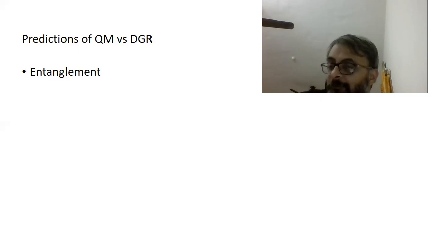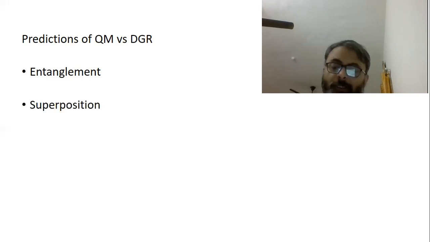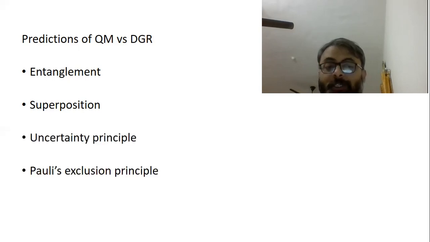And the faster than light travel of information in between two entangled particles is also very nicely explained by dynamic general relativity. Superposition is basically not needed for explanation in dynamic general relativity. Uncertainty principle and Pauli's exclusion principle are also pretty much consistent with dynamic general relativity. There is no problem with that.